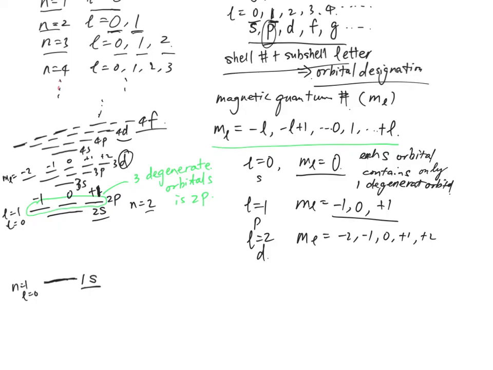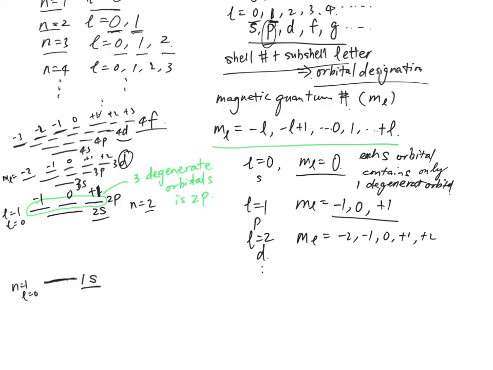Okay, so if your L equal to 3, you would have F orbitals, your ML would go from -3 all the way to +3, and that would give me 7 degenerate orbitals: -3, -2, -1, 0, +1, +2, +3 for your F orbitals.